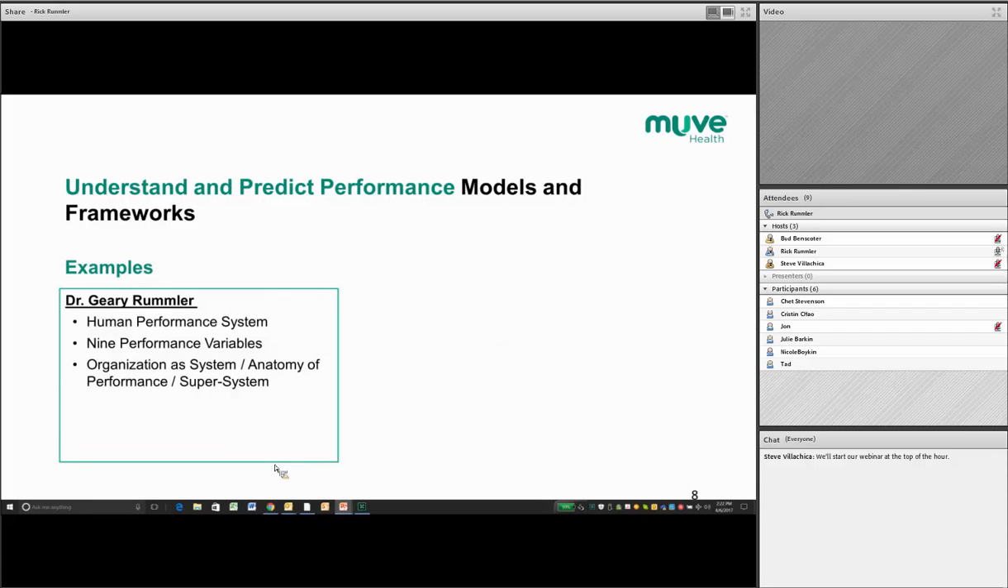So, examples of understanding and predicting performance models and frameworks. Three immediately come to mind because they're from the book Dr. Gary Rummler and Alan Brache wrote, called Improving Performance: How to Manage the White Space on the Organization Chart. Human Performance System, 9 performance variables. And there's a set of models that are closely aligned: organization system, anatomy of performance, and super system.